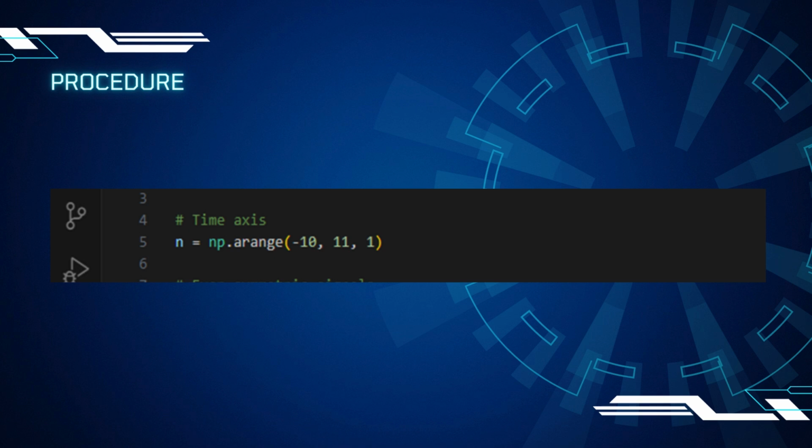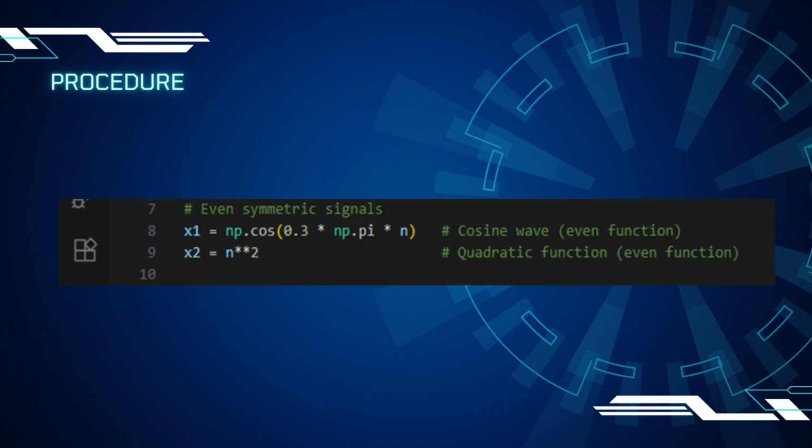In generating our signals, we first create the time axis, which is represented by the variable n. Using this command, we generate a sequence from -10 to +10 with a step of 1. This gives us 21 discrete samples. Having both negative and positive values of n is necessary because we will be checking how the signals behave on both sides of the origin. Next, we define the two sample signals that are known to have even symmetry.